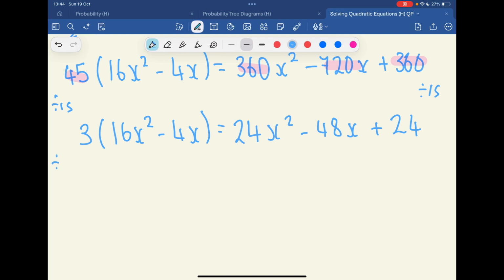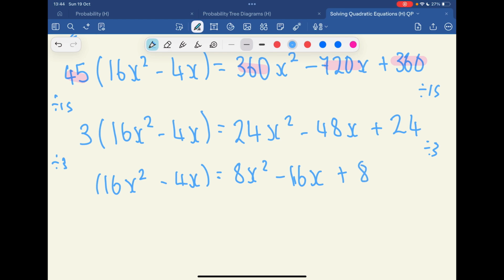So let's divide both sides by 3. We're going to have just 16x squared now. We've gotten rid of this factor in the front, we've divided through. This is going to be 8x squared minus 16x plus 8. So this looks much more manageable.